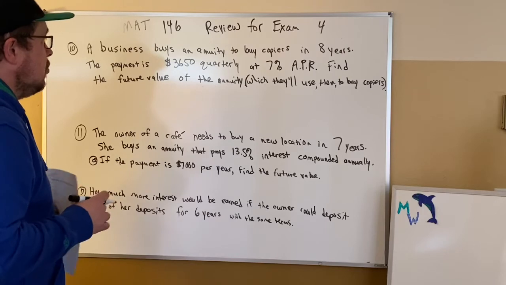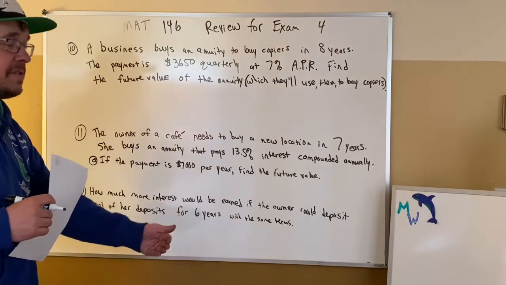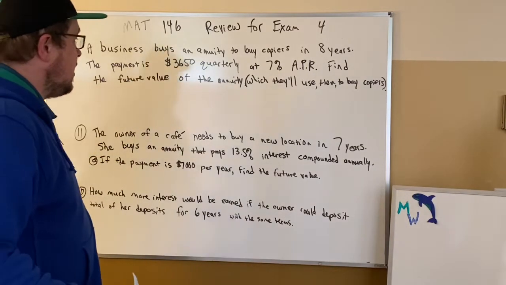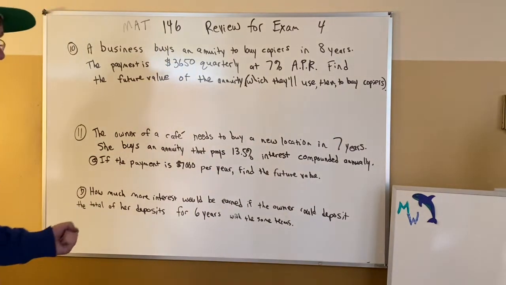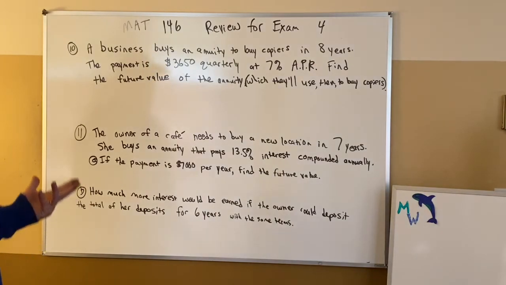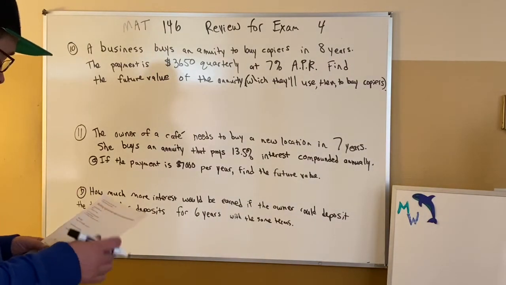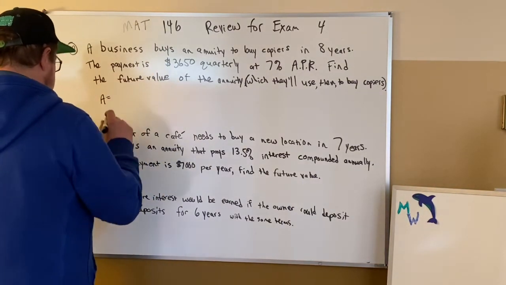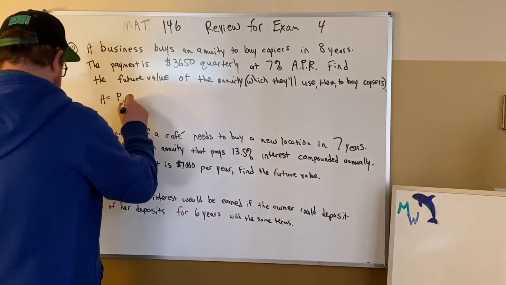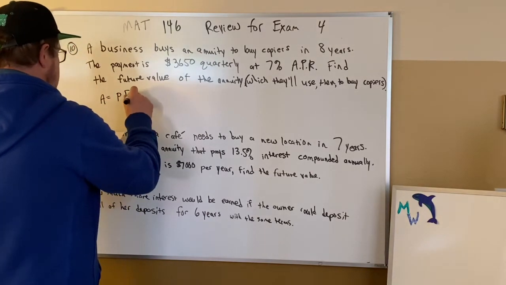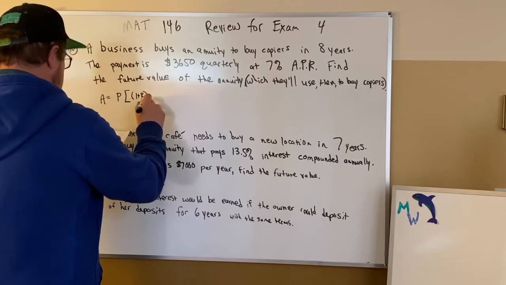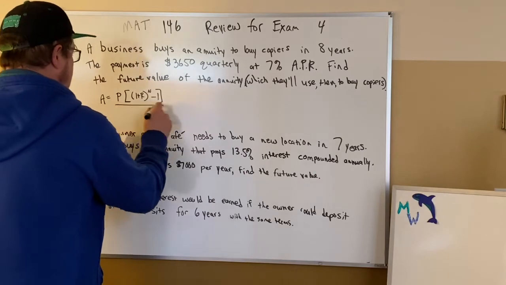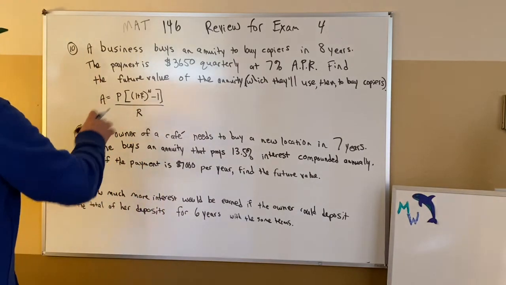So we're looking at an annuity because they're putting in multiple payments for some future money. We know they're putting in $3,650 for each payment, and we're trying to see where this money is going to go. So this is an annuity problem. We want to see how much the account balance is going to be, so we want to find A using P times (1 plus R)^N minus 1 before we close the square brackets, and that all goes over R. So we need a P, an R, and an N.